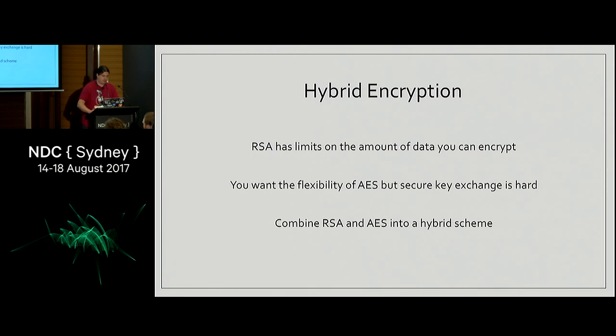We've already said that RSA has a limit on the amount of data you can encrypt in one go. It's a very slow mathematical process, so you can't encrypt or decrypt anything bigger than the size of the key. AES, on the other hand, is very fast and very efficient at encrypting data, but sharing the keys is hard. It's very difficult to get a key from one person to the other. So what we're going to start off by doing is combining RSA and AES into a hybrid scheme. We're going to build this up bit by bit.